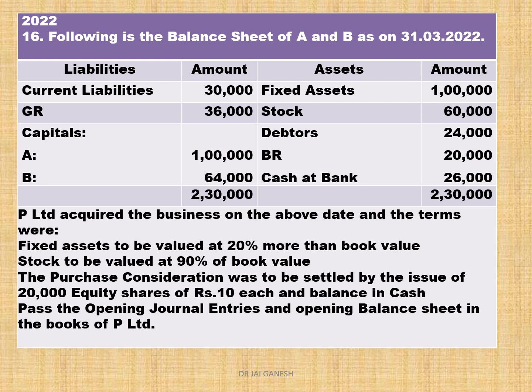Current liabilities, general reserve, capital accounts of A and B. We have fixed assets, stock, debtor, BR, cash at bank. P Limited acquired the business on the above date, and the terms were fixed assets to be valued at 20% more than book value, stock to be valued at 90% of the book value. The purchase consideration was to be settled by the issue of 20,000 equity shares of ₹10 each and balance in cash. Pass the opening journal entries and the balance sheet in the books of P Limited.